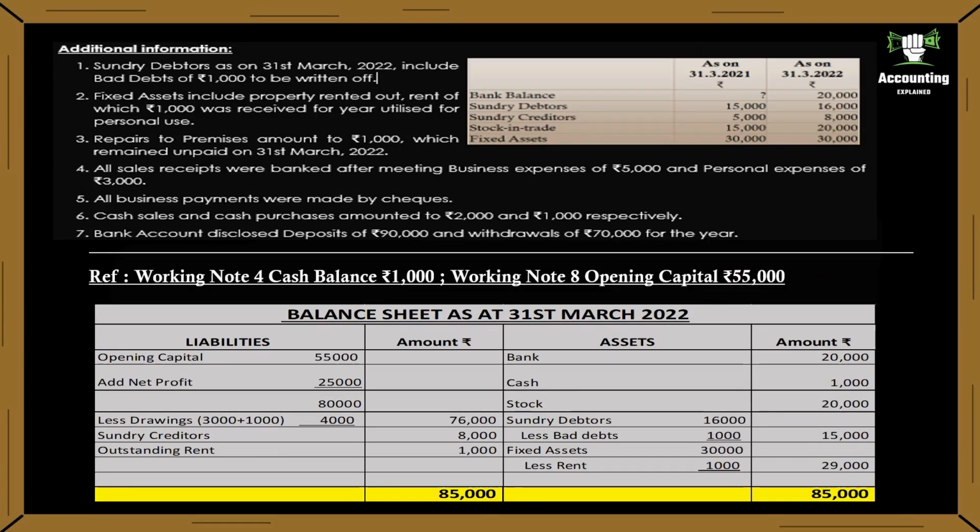We have come to the last part of the question, the balance sheet, which has to tally. Balance sheet as at 31st March 2022. Liabilities on the left side, assets on the right side. Already we saw this in the opening balance sheet. First, opening capital. If you refer to our working note, opening capital is what? 55,000. Take 55,000 in the inner column. Add net profit, which we have just calculated, 25,000. When you add these two, you get 80,000.